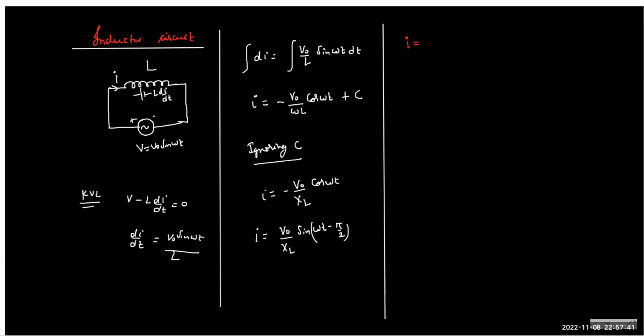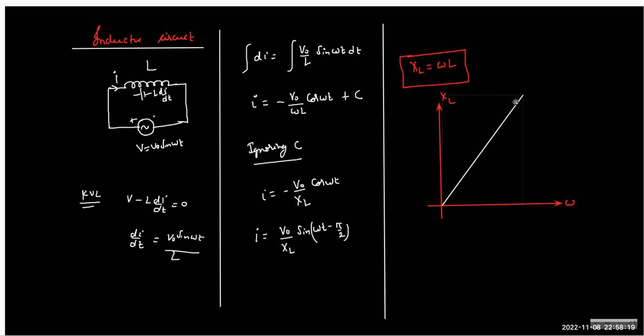So XL here, if you compare, it will become omega L. And you can clearly see the opposition, because an inductor represents inertia, so it will anyway oppose the change. And high frequency means faster change, right? So as the frequency grows, the opposition must grow. That's logical. So in an inductive circuit, the opposition will grow with omega. And that is why it is called a low pass filter.